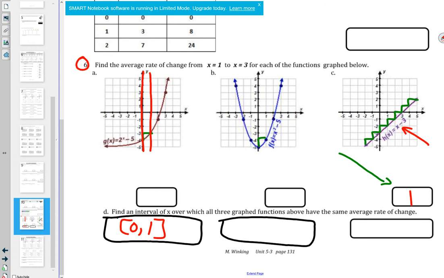What's the interval for the middle one, where the rate of change is 1? In between what x's am I rising 1 and running 1? Also 0 and 1. And I guess now that I'm seeing this, it gets me to want to reread the question, because maybe they were just talking about naming one interval where they happen to all be the same. And yes, coincidentally, they happen to all be the same in between 0 and 1. So maybe that's what they meant by this.